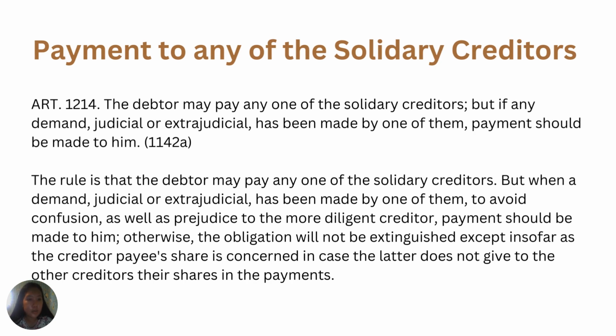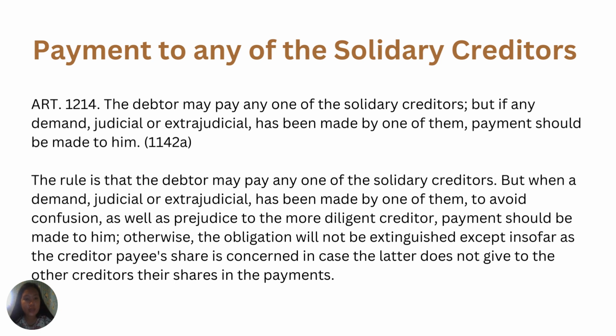Okay, so there is a rule on payment to any of the solidary creditors. According to Article 1214, the debtor may pay any one of the solidary creditors, but if any demand, judicial or extrajudicial, has been made by one of them, payment should be made to him. The rule is that the debtor may pay any one of the solidary creditors, but when a demand has been made by one of them, to avoid confusion as well as prejudice to the more diligent creditor, payment should be made to him.